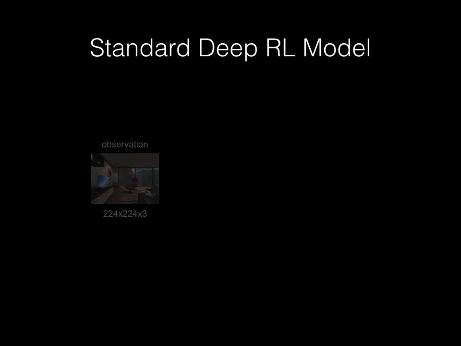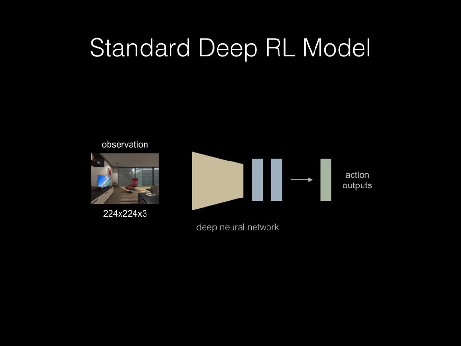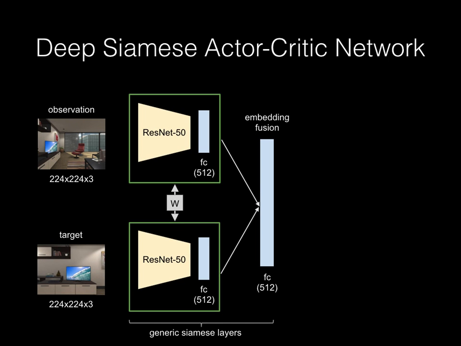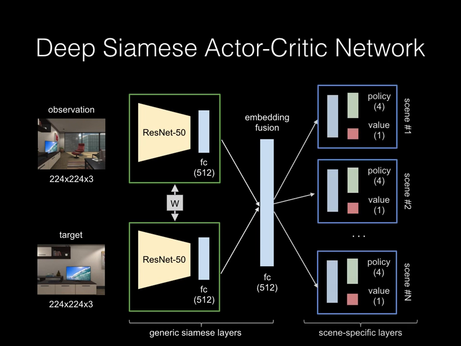Standard deep reinforcement learning methods take only the observation as input. Therefore, they need to be retrained for new goals. In contrast, our deep reinforcement learning model learns a function of both the current observation and the target. Hence, it eliminates the need for retraining for new targets, which results in generalization across targets and scenes.